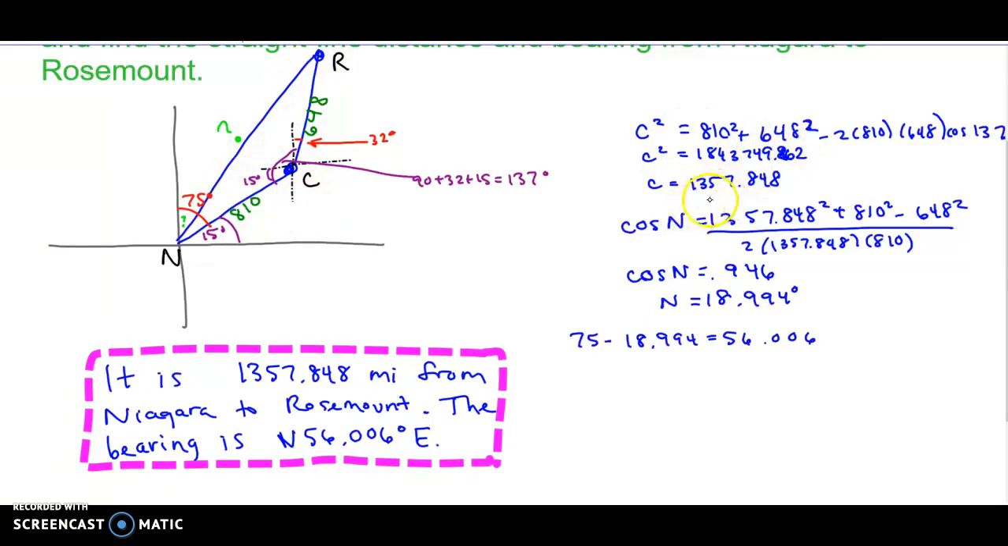I got 1,357.848 miles, right, this distance here, and using that I can also find this angle, because now I have side angle side, right? So I did that. I got that this little angle in between here is 18.994 degrees. And then, I could have figured this out either way. I just chose to use this north bearing, so I subtracted 75 minus that angle, and then I got 56.006 degrees. So final answer, it is 1,357.848 miles from Niagara to Rosemount. The bearing is north 56.006 degrees east.